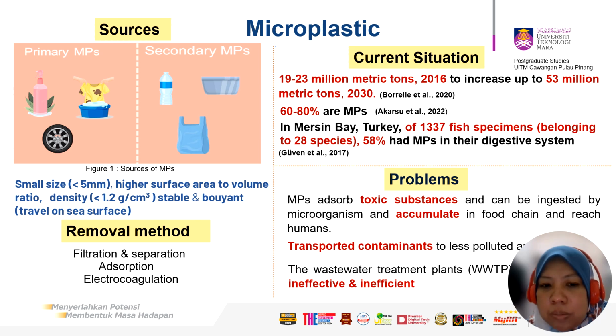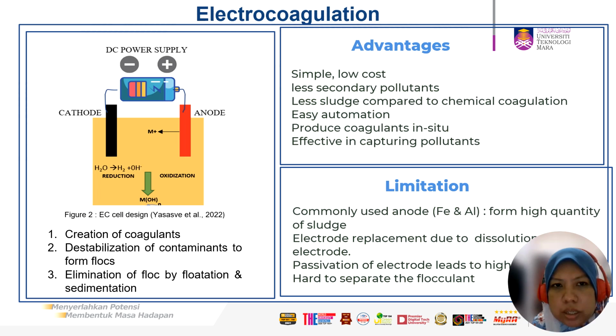The current removal methods that have been used are, among others, filtration and separation, adsorption, and electrocoagulation. Electrocoagulation is an electrochemical water treatment process used to remove contaminants from wastewater and industrial effluent. It works by application of electrical current to the metal electrode, and then from there it can help to create coagulant.